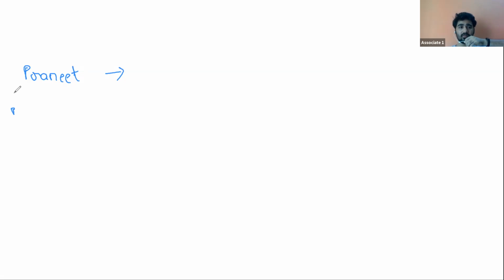So the first step is to count the number of spaces. One, 2, 3, 4, 5, 6, 7. Right? So your numerator will be 7 factorial. Okay. Your denominator will be the number of letters which are getting repeated.